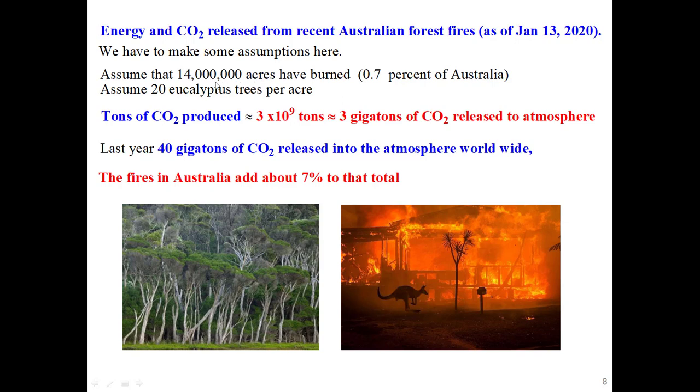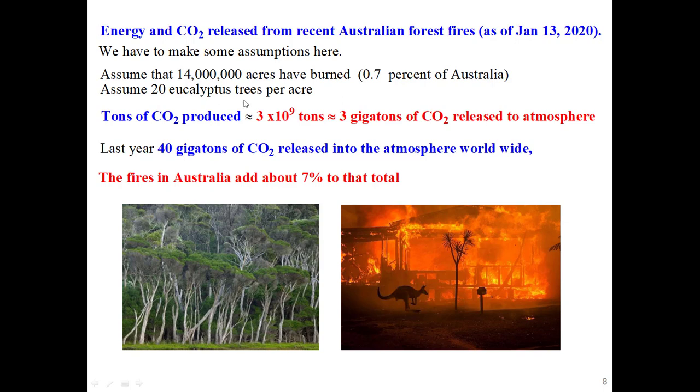I recently saw something over 15 million. That's 0.7% of Australia. Right? Now, I had to make an assumption for the vegetation, so I assumed that there were 20 eucalyptus trees per acre. I looked up and saw there were eucalyptus plantations that had 200 trees per acre, so I figured 20 is a reasonable number there.